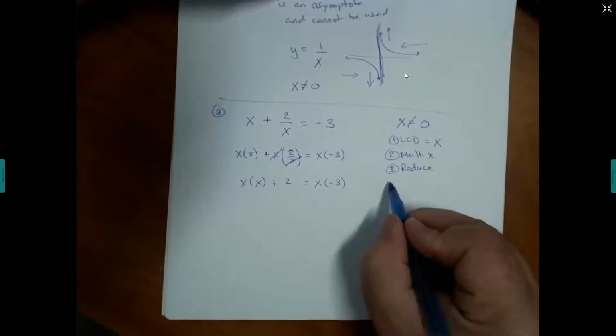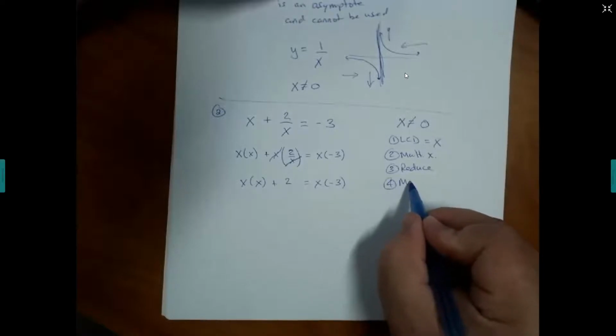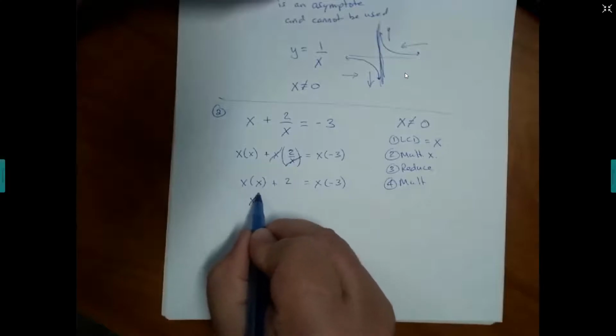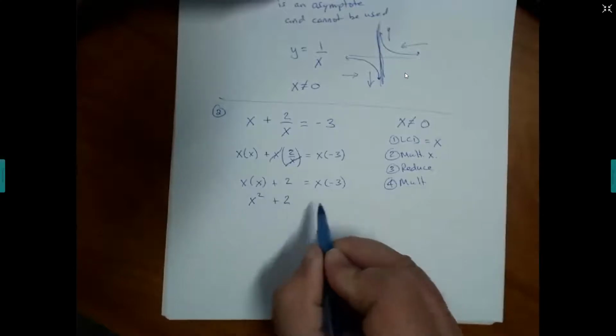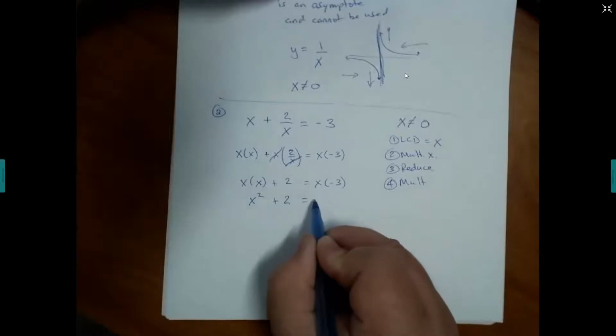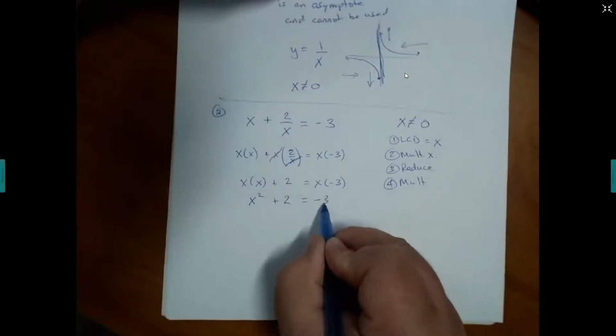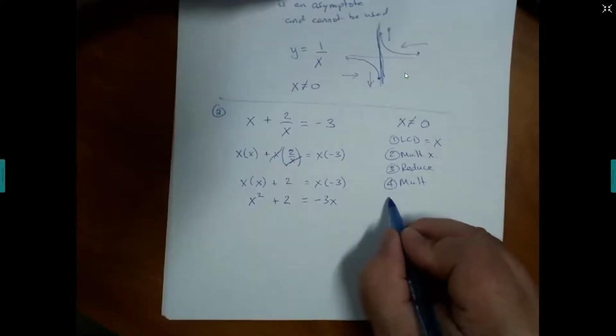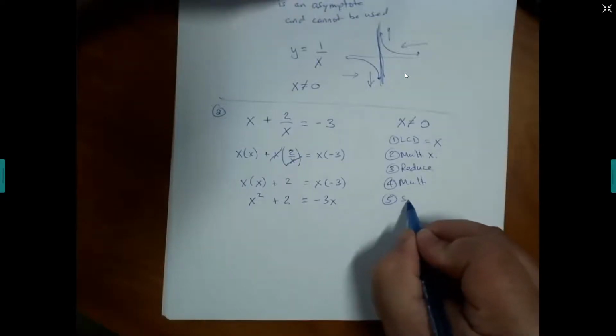So we reduce, multiply to get rid of the parentheses. So X times X is X squared, plus 2. Negative times positive is negative 3X. And then solve.